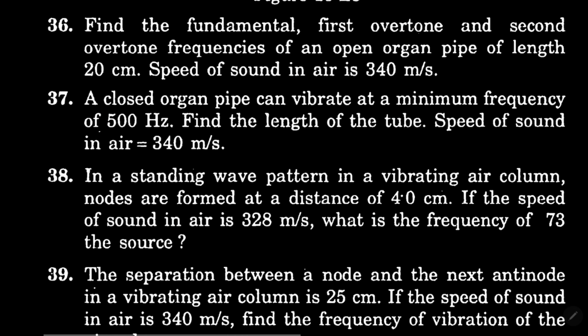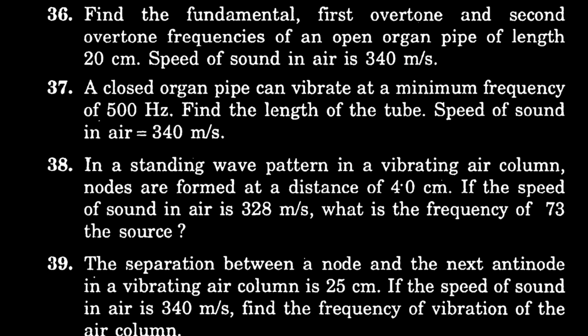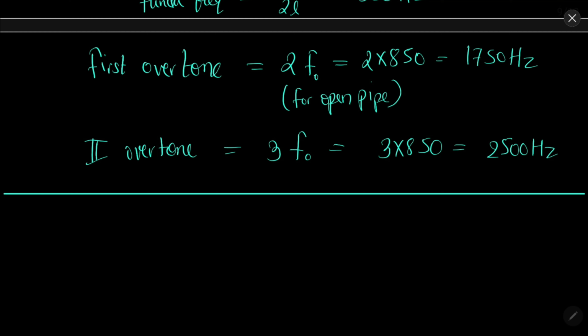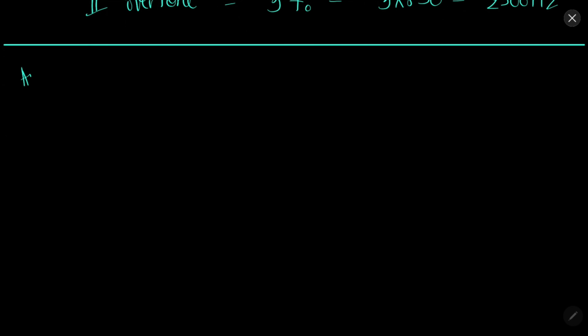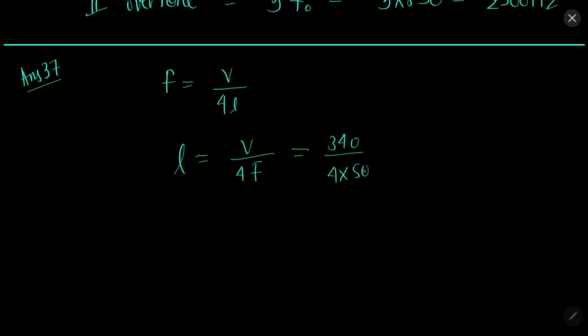In question 37, a closed organ pipe is there. Find the length of the tube. Solution 37. For the closed organ pipe, the frequency is V over 4L. So L will be V over 4F. So it will be 340 over 4 into 500, which will give us 17 centimeter or 0.17 meters.